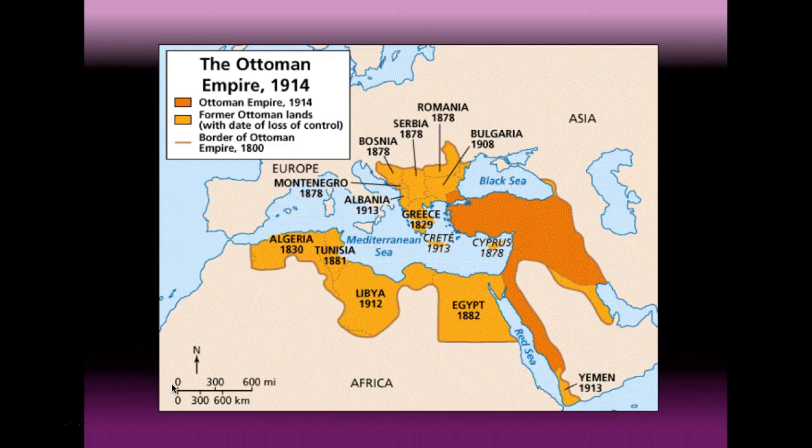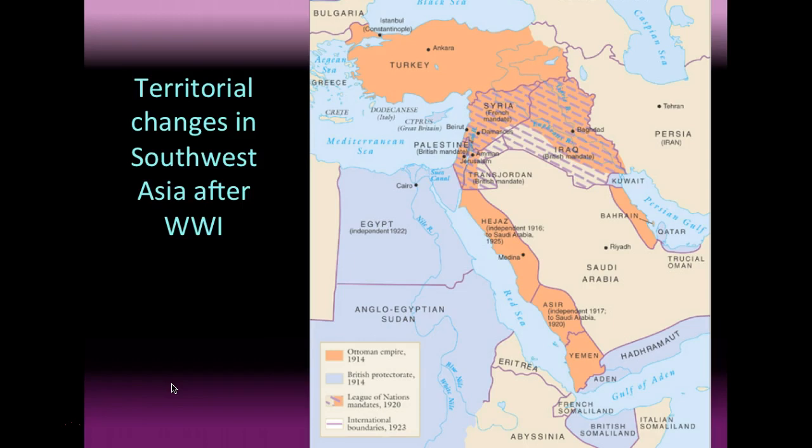The Ottoman Empire. By 1914, it's just that dark orange territory, and all of the other territory is former Ottoman lands that had been lost over the 100 years prior. Territorial changes in Southwest Asia after World War I. The dotted purple line shows the League of Nations mandate starting in 1920. The bluish colors are British protectorates or British mandates, Egypt, Anglo-Egyptian Sudan, and several places in Africa and in the Middle East. And then the orange is the former Ottoman Empire prior to World War I. So you can see how much territory was taken away from the Ottoman Empire and how much was given to the British and other mandates, other Europeans.